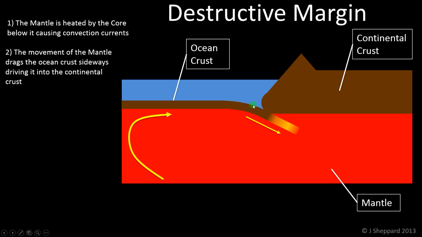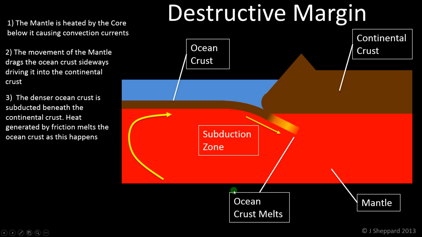Okay, we'll talk about the process of earthquakes a bit more when we look at the conservative margin. And as this friction kicks in, it melts the ocean crust as it moves underneath the continental crust. And then the melted crust is also heating the mantle around this place, and we get molten rock underneath this continental crust. This region where the ocean crust moves underneath the continental crust, by the way, is called a subduction zone.